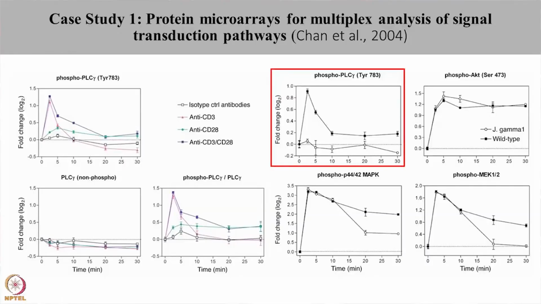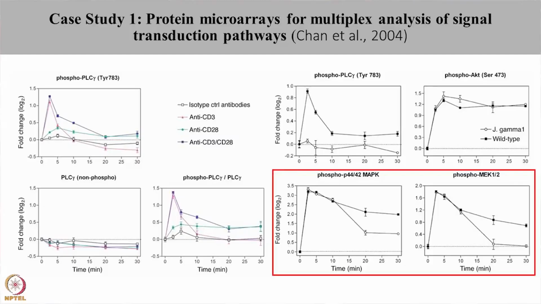In the first graph you can see that the levels of phospho-PLC showed an increased phosphorylation at around 5 minutes, which gradually decreased. However, there was no change in phosphorylation status seen in the J gamma 1 cell lines, confirming that these cell lines are deficient in PLC.